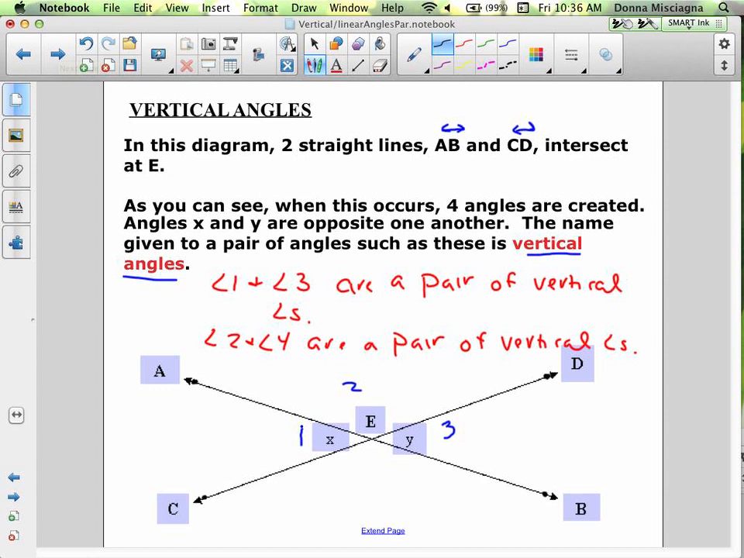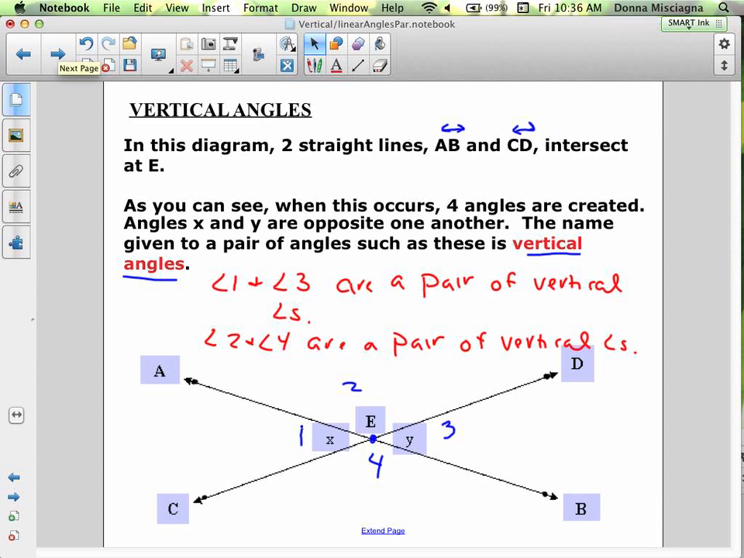When we have 2 lines that intersect, we have 4 angles that are created. We have angles 1, 2, 3, and one more that I just erased, 4. When that happens, we have some special angles that are called vertical angles. Vertical angles are angles that share a vertex. They're formed by 2 intersecting lines, and they're opposite one another. So angle 1 and angle 3 are vertical angles. Angle 2 and angle 4 are also vertical angles.